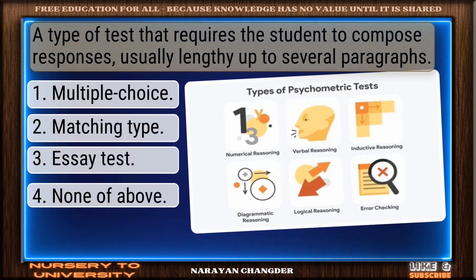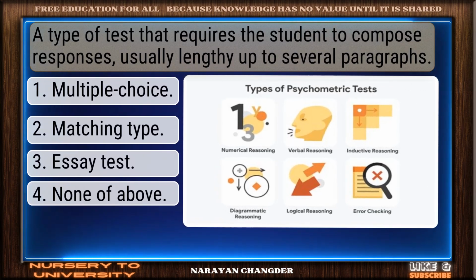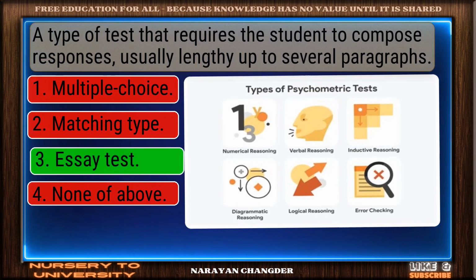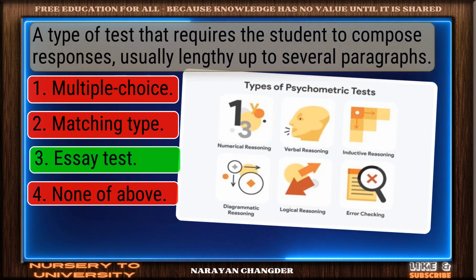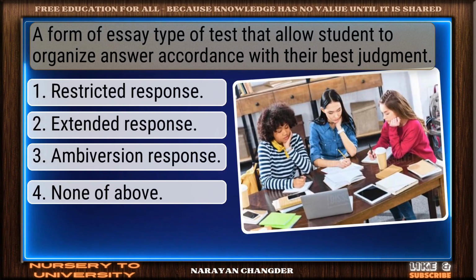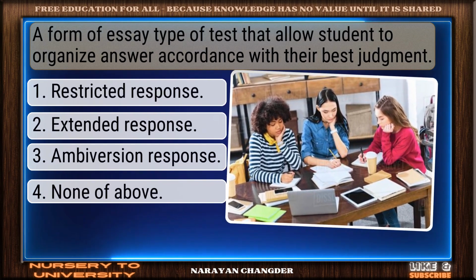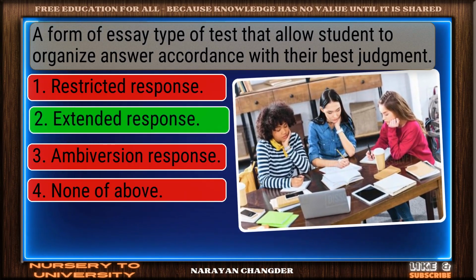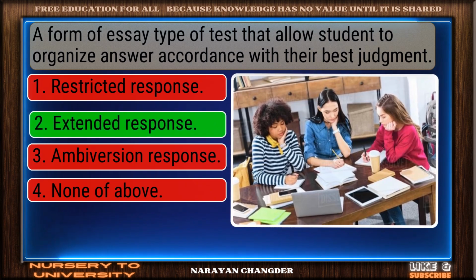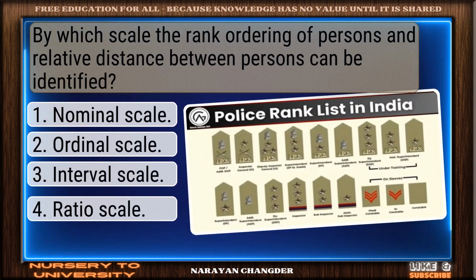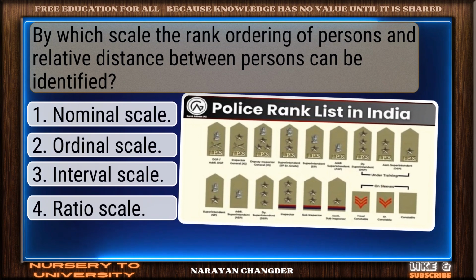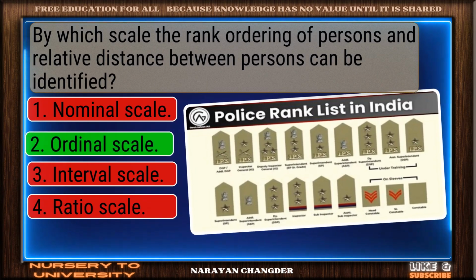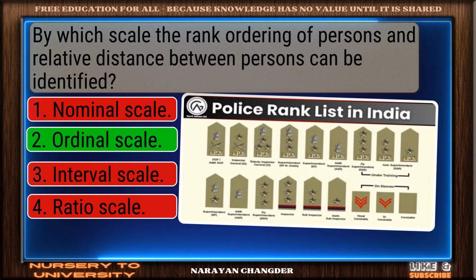A type of test that requires the student to compose responses, usually lengthy, up to several paragraphs. Excellent choice. Essay test is the right answer. A form of essay type of test that allows students to organize answers in accordance with their best judgment. Smart move. Extended response is an accurate answer. By which scale the rank, ordering of persons, and relative distance between persons can be identified? You're right. Ordinal scale is the correct answer.